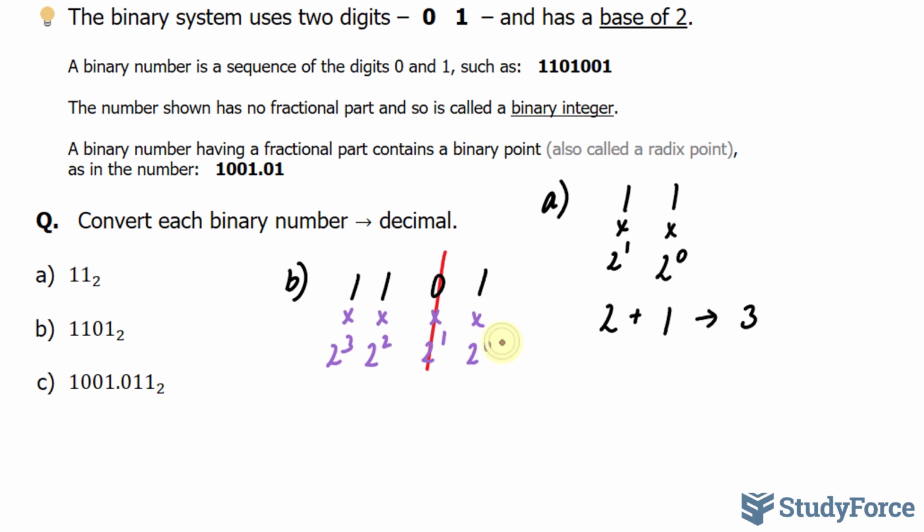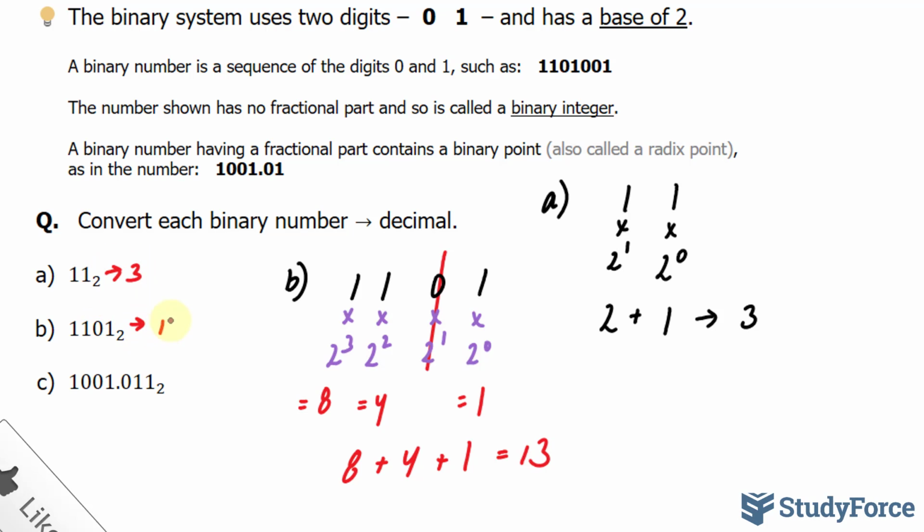1 times 2 to the power of 0, that's like saying 1 times 1 is equal to 1. 1 times 2 to the power of 2 is 4. And 1 times 2 to the power of 3 is 8. So I add 8 plus 4 plus 1, and I end up with 13. So the answer to this was 3. The answer to this was 13.